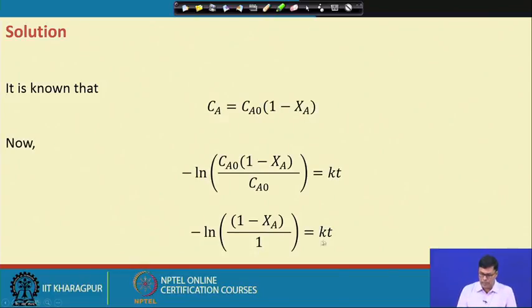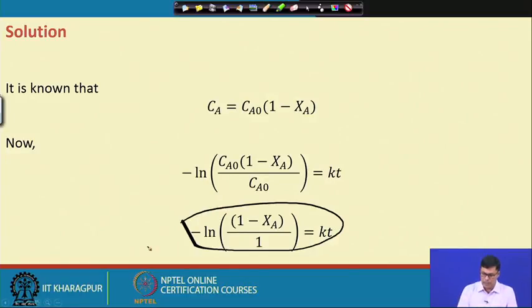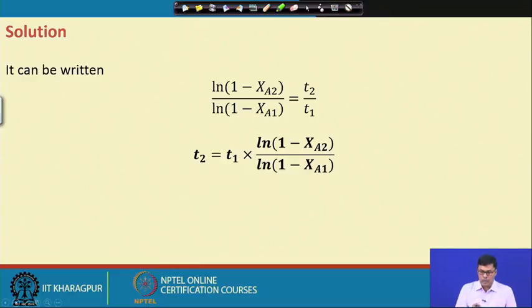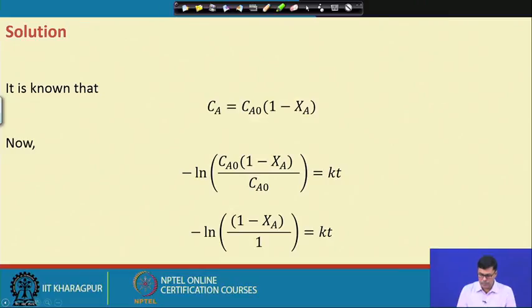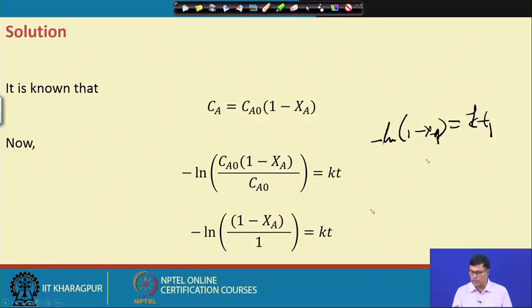Now, this is exactly what you get. Since our expression is like this, we have minus ln(1 minus x_A) equals k into t. Now, if we use T1, then it will be x1, and at T2, minus ln(1 minus x_A2) equals k into T2.